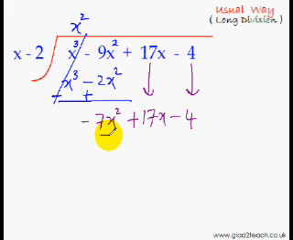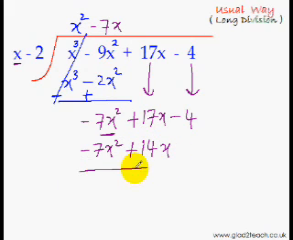That is, we divide the first term of this new dividend by the first term of this divisor. Minus 7x square divided by x is minus 7x. And once again we multiply this answer term with all the terms of the divisor. Minus 7x times x will give us minus 7x square. Minus 7x times minus 2 will give us plus 14x.